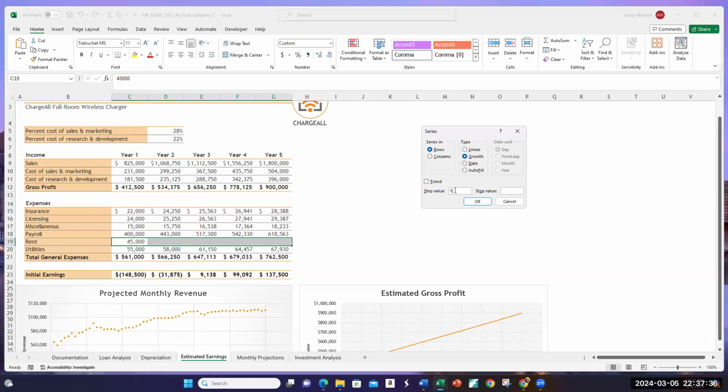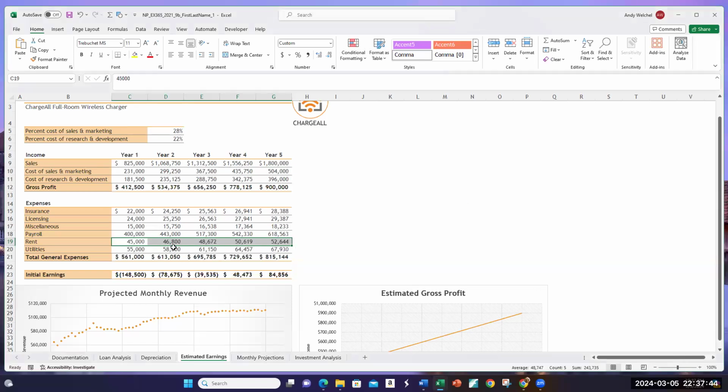I want the step value. See, I had the step value set at 1, so it keeps it the same. If I do 1.04, it's going to add 4% to each previous one. So each one is increasing by 4%. Pretty neat, huh?